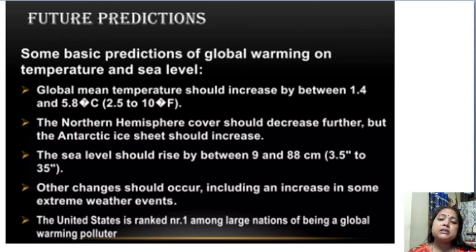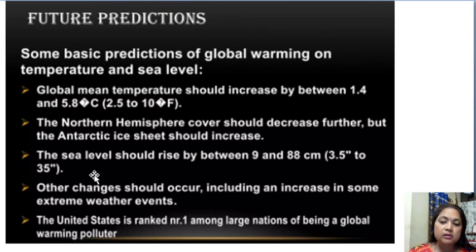So some basic predictions of global warming on temperature and sea level have already been studied. It is studied by scientists that global mean temperature would increase by between 1.4 and 5.8 degrees centigrade, that is 2.5 to 10 degrees Fahrenheit. Okay. And the northern hemisphere snow cover should decrease further, but the Antarctic ice sheet should increase. And the sea level should rise by between 9 and 88 centimeters.